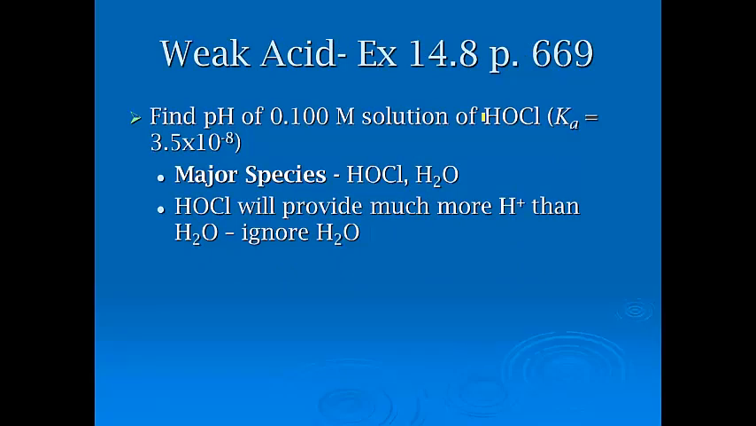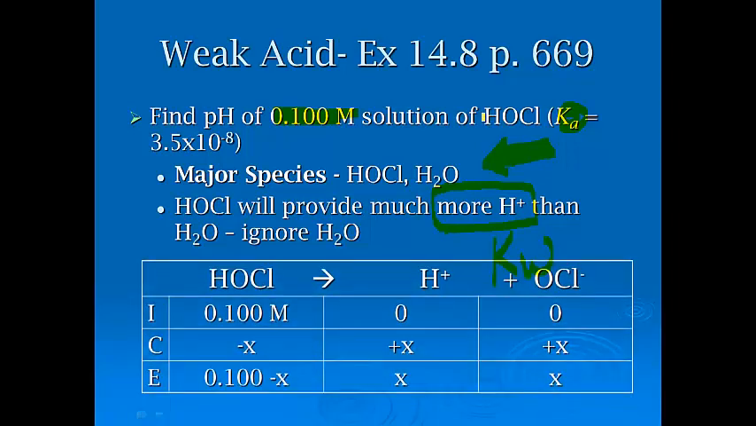Okay, all right, another example, you can find this on page 669 in your textbook. You've got a 0.1 molar solution of an acid that has a Ka value of 3.5 times 10 to the negative 8th. Again, this acid will provide more hydrogen ions than water, because we're comparing it to that Kw value.